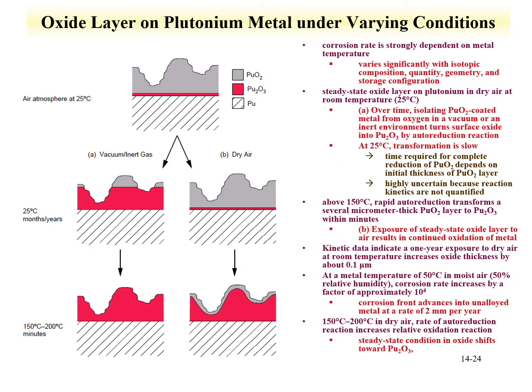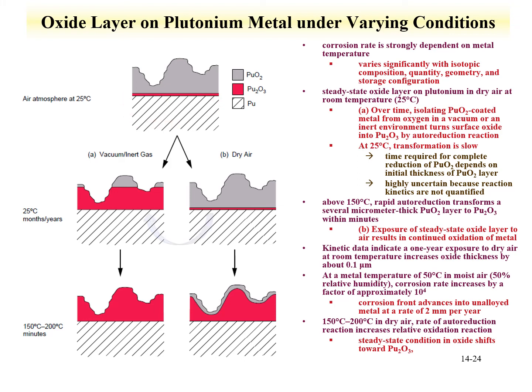Here's an overview of plutonium metal oxidation under various conditions. Here's what we described earlier, where we just have air atmosphere at 25 degrees, where we have the plutonium dioxide, the trivalent oxide, then with the plutonium metal.